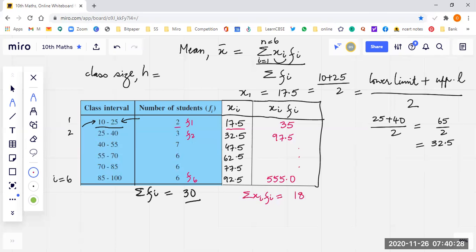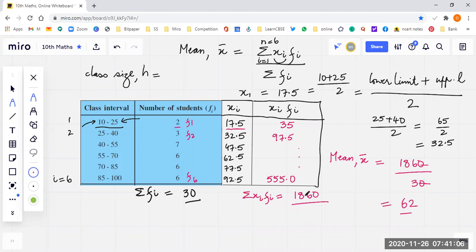I request you to complete this. 1860, this is the summation of xifi. So I will find the mean. Yes, can Sukman or Hamza tell what will be the mean? X bar would be equal to the summation of xifi, 1860, divided by the summation of fi, that is 30. All right, 0 gone with 0. So 3 6s are 18, and 3 2s are 6.